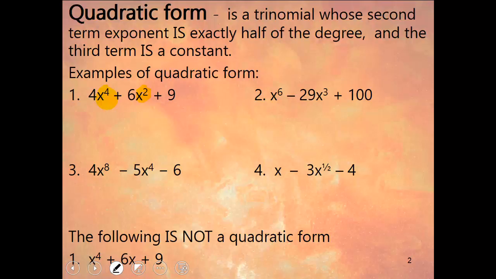All right. In problem number 2, I have an x cubed as my second term, and my first term is twice that, x to the 6th. This is a quadratic form. X to the 8th is my degree. My second term is x to the 4th. Okay? And it doesn't always have to be whole numbers. This is x to the 1st, and the degree of my second term is x to the 1/2.